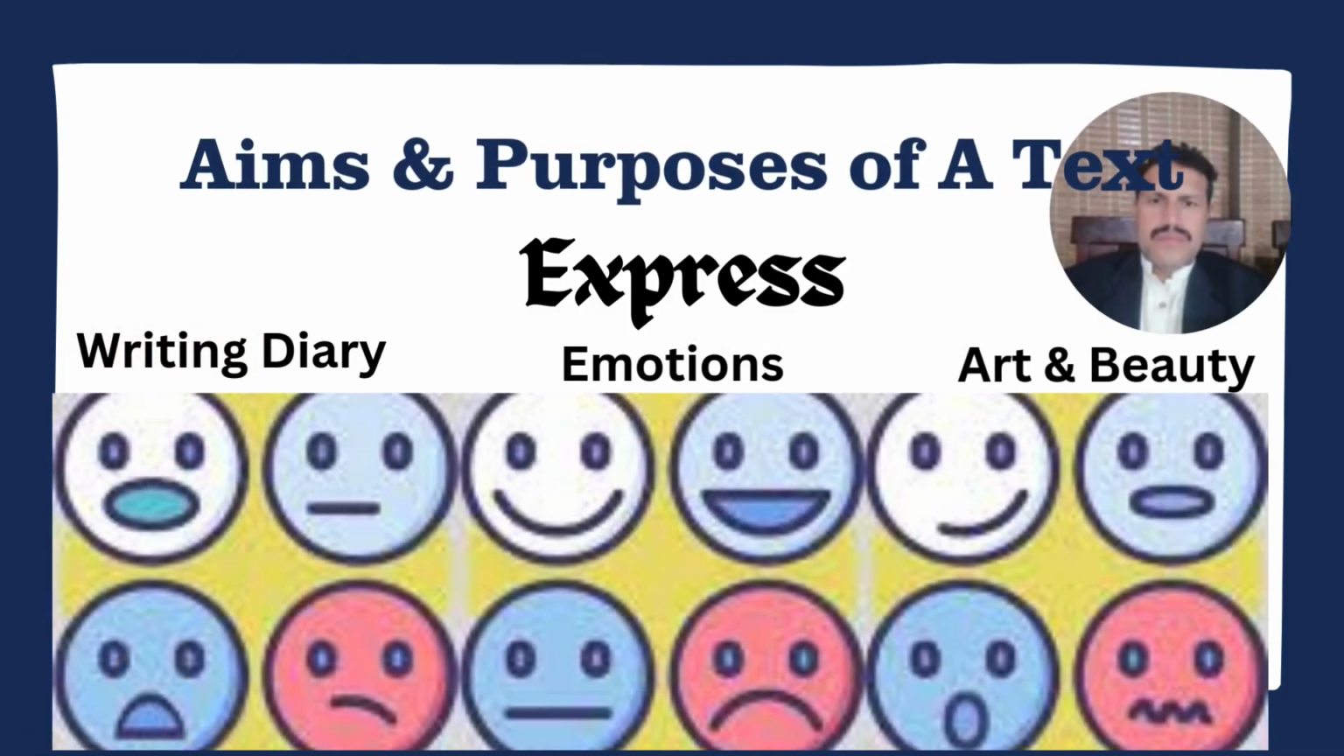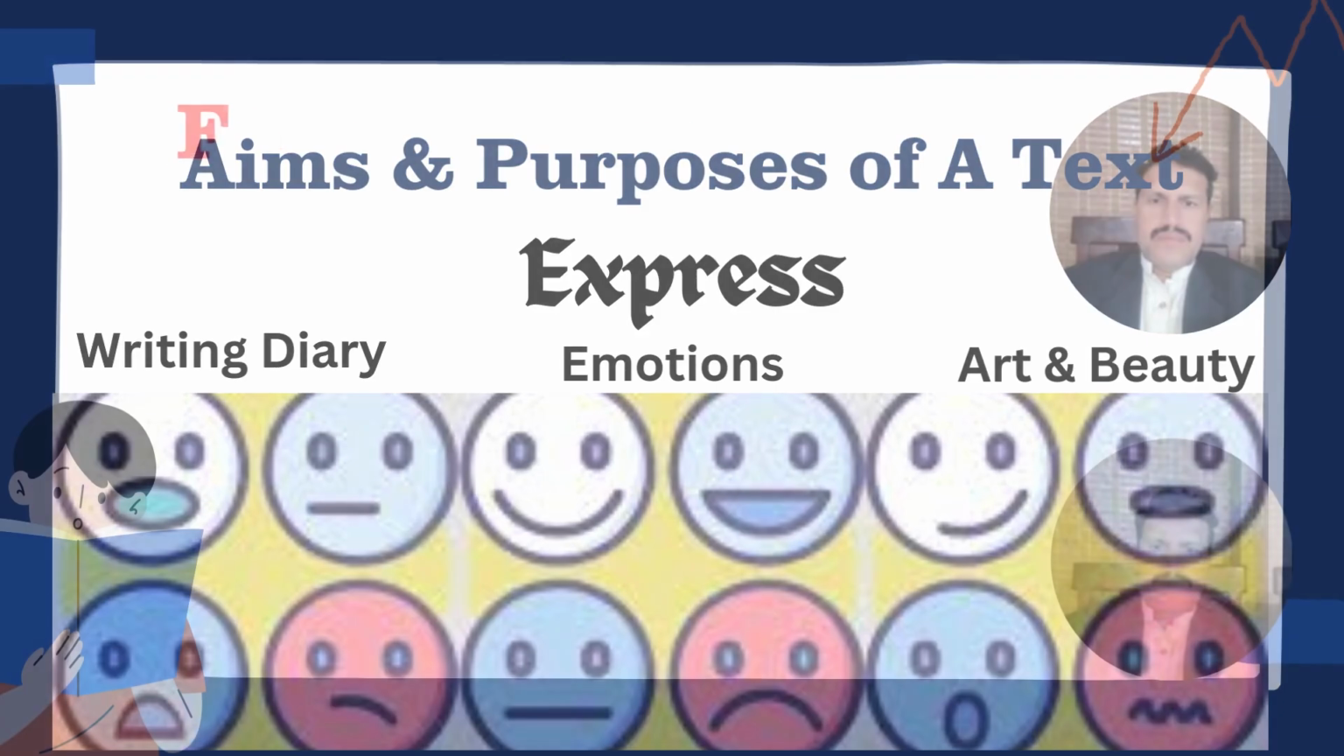A writer has a golden chance to express his emotions and feelings through a text. For example, by writing a diary, he expresses his feelings and emotions and all the experiences. And then, if the writer is artistic, he expresses his art and beauty through the text, through rhyming scheme, through the use of words, through metaphors, through similes, and through other figures of speech.